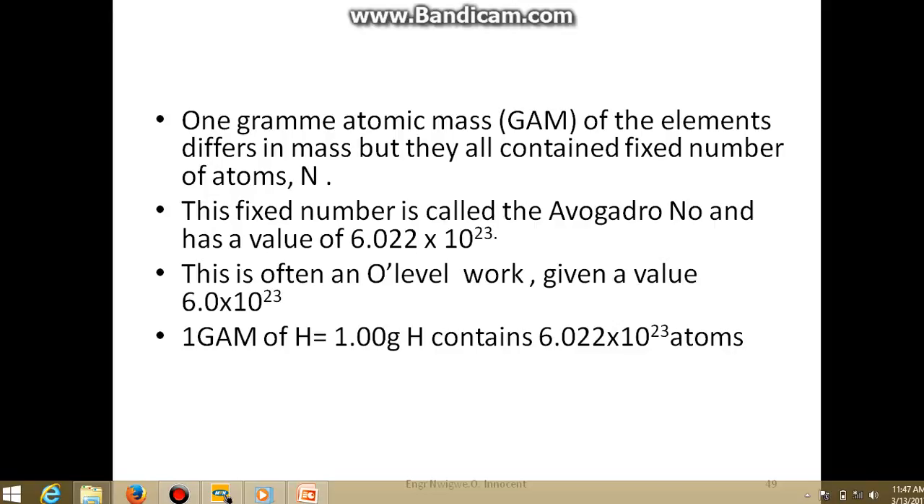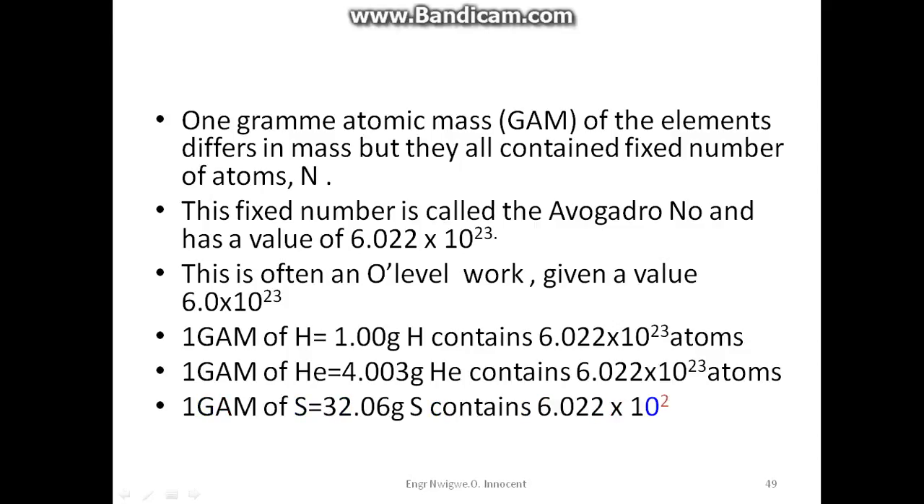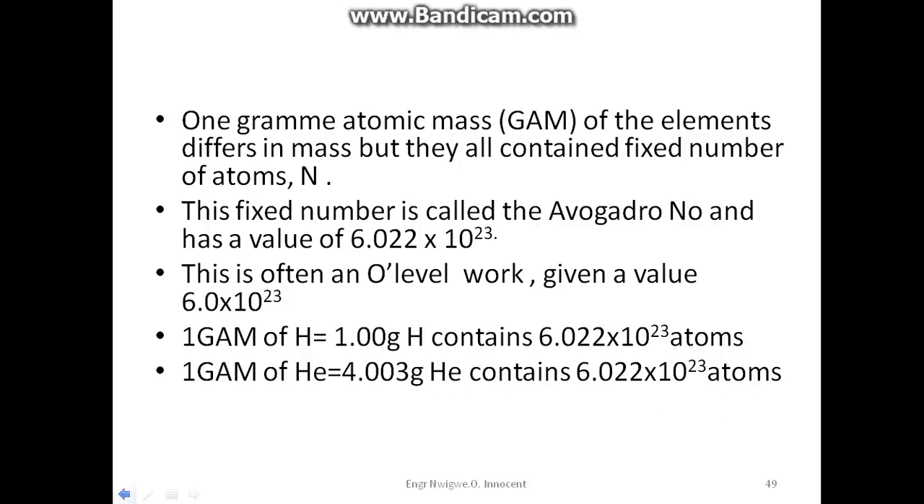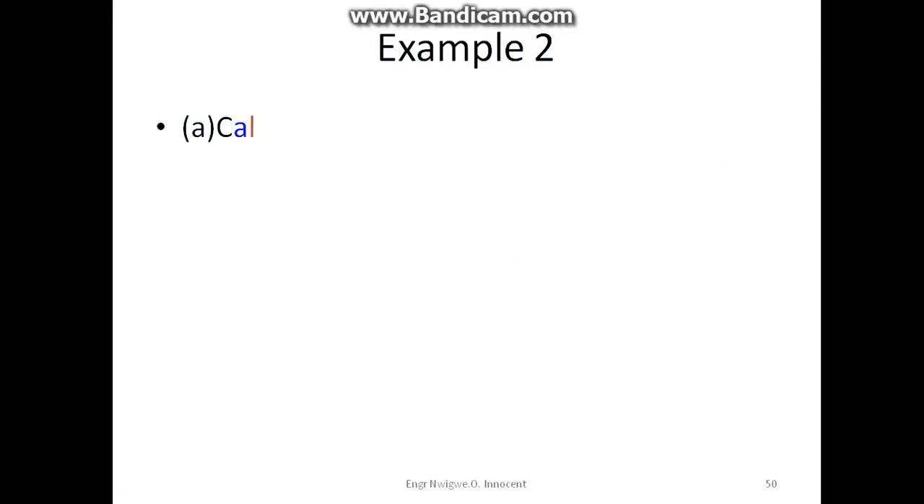0.00 gram of hydrogen contains 6.02 times 10 raised to power 23 atoms. 1 gram atomic mass of helium is equal to 4.003 gram of helium, containing 6.02 times 10 raised to power 23 atoms. 1 gram atomic mass of sulfur is equal to 32.06 gram, and contains 6.02 times 10 raised to power 23 atoms. Example 2. A. Calculate the mass of a magnesium atom.